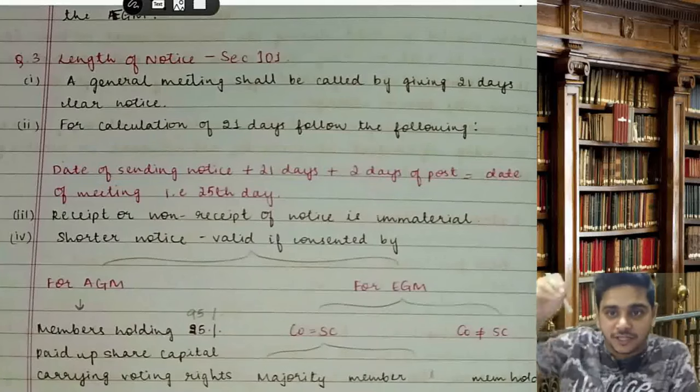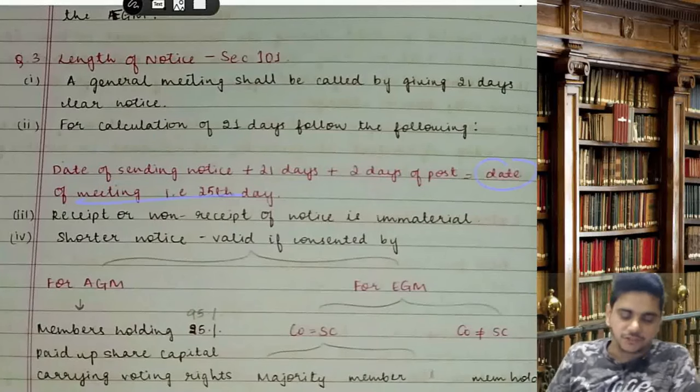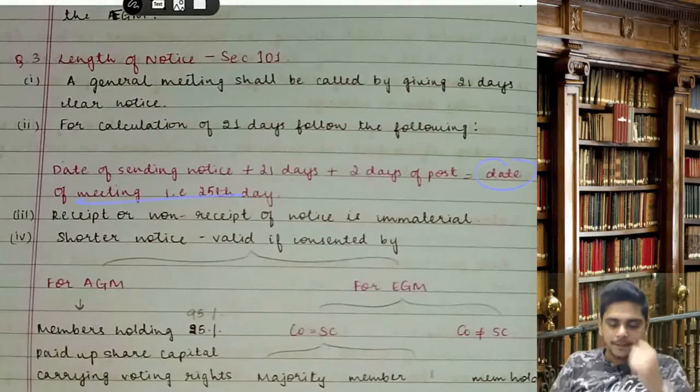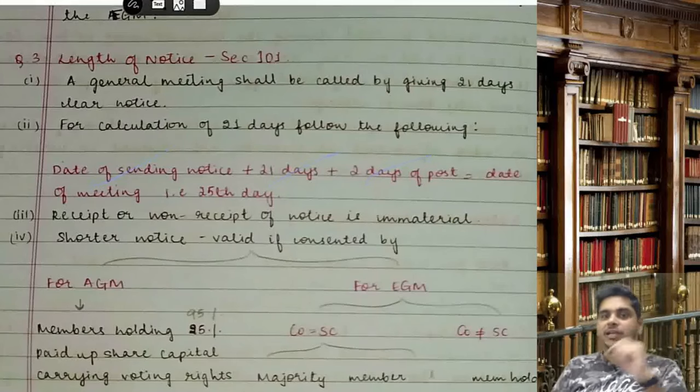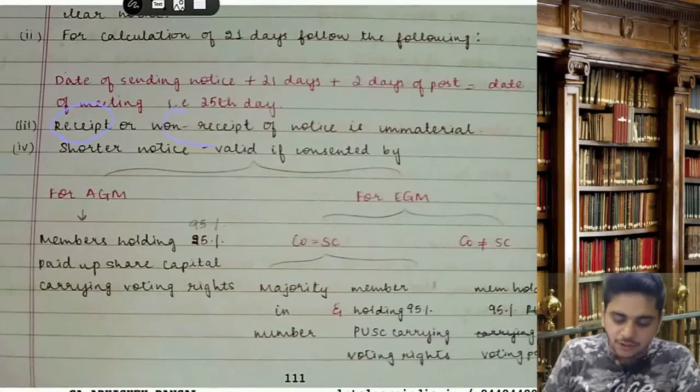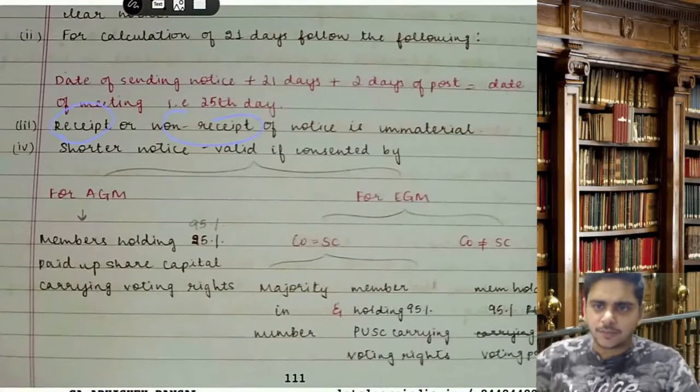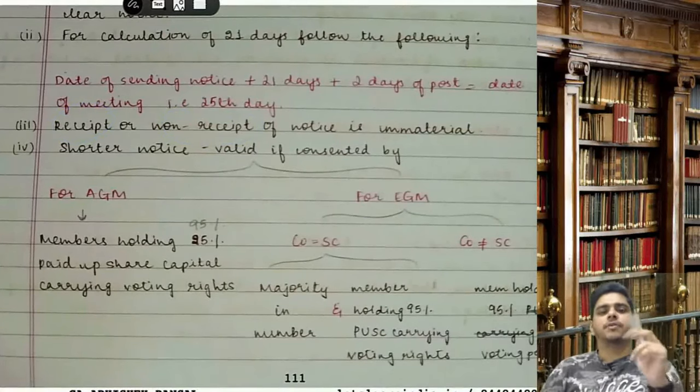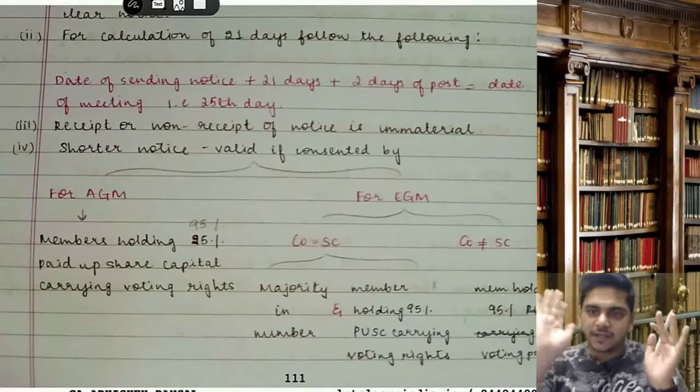The 25th day should be the date of meeting. So, 1 day, that is date of sending notice, plus 21 days, 22, plus 2 days of post, 24, then 25th day is the date of meeting. Then, receipt or non-receipt of notice is immaterial. What does the provision say? Receipt or non-receipt of notice is immaterial. Company should have a proof that they have sent the notice.